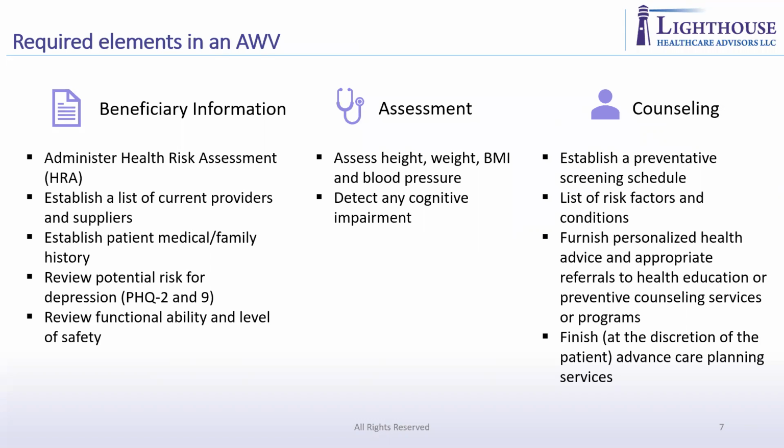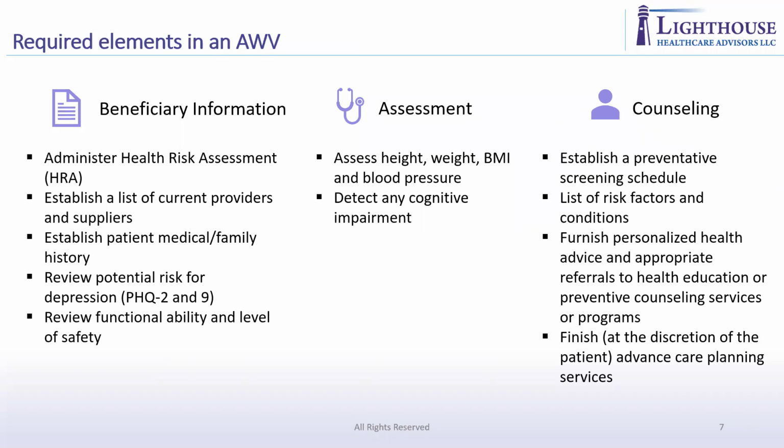This beneficiary information section is also going to require establishing a list of current providers. This is very important in order to create the patient's circle of care. Also establishing complete patient medical and family history, understanding the patient's own medical history as well as any conditions that are present in their family, and this is very important when we get to the billing and coding piece.